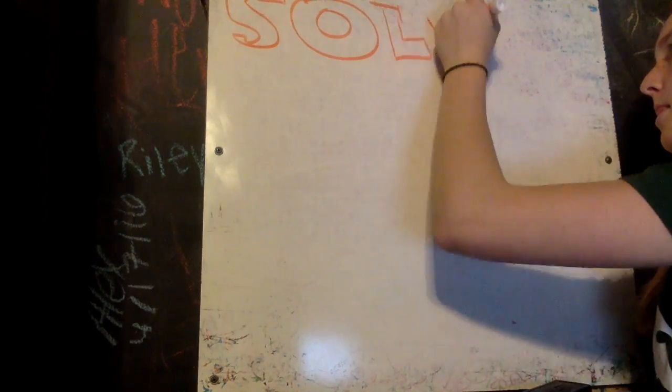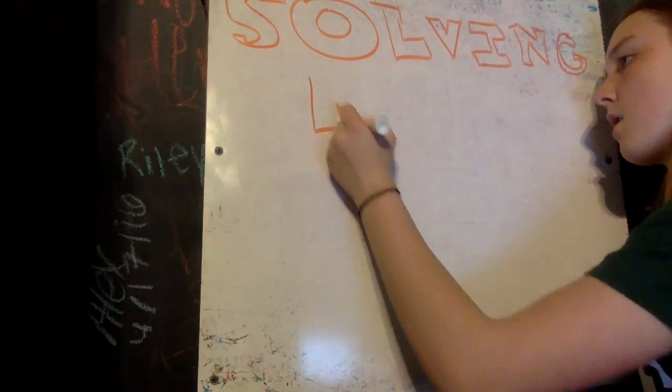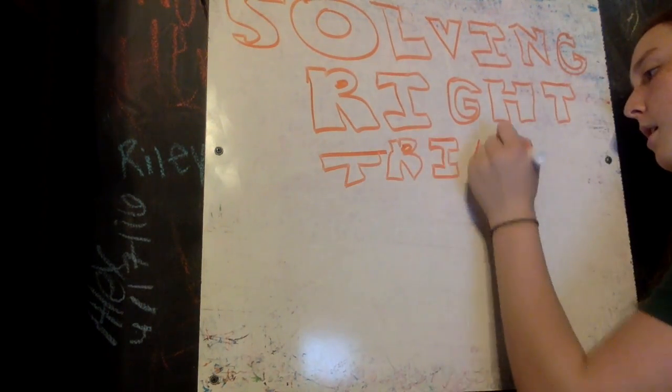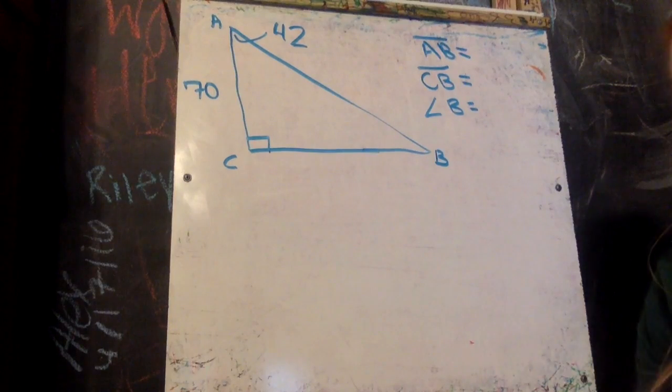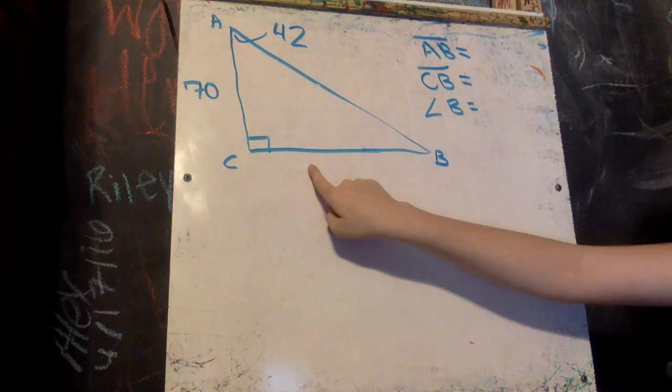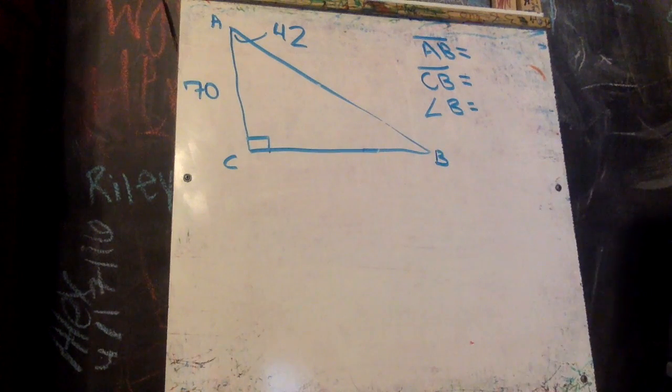Now you can solve a right triangle. This can be done by using all the different theorems learned in this unit to find the side lengths and angle measures of a right triangle. In this example, we are told to find the length of AB, CB, and the measure of angle B.